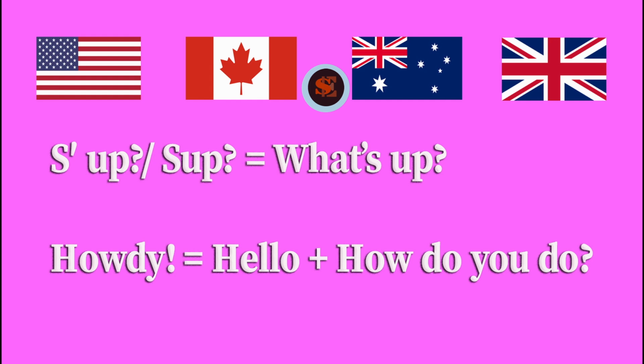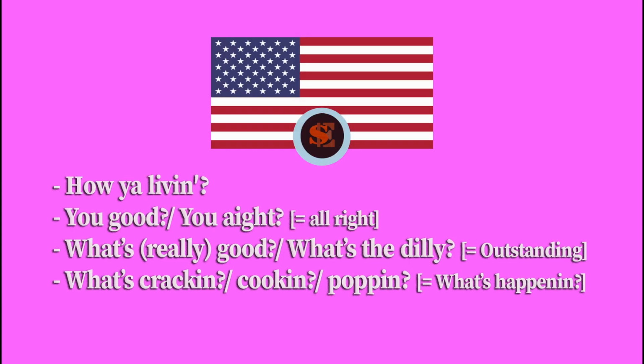Probably the most popular one is sup, which is the contracted form of what's up. As you see here, it has two different styles of writing, one with an apostrophe after the s, and the other one without it. The other phrase is howdy, which is the short form of hello plus how do you do. When Americans see someone after a while, in slang they might ask how you living instead of the question how's life. Or what's cracking, what's cooking, what's popping instead of what's happening.